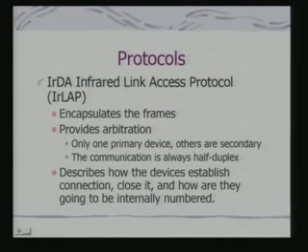So, you have got the infrared link access protocol, which encapsulates the frames and provides arbitration, because there has to be only one primary device and the others are secondary, and communication is always half duplex. Both sides really do not communicate at the same time. This protocol describes how devices establish a connection, close it, and how they are going to be internally numbered, because until they are internally numbered they cannot be accessed. Even if there are multiple devices and I have to access them, they have got to have a unique number.